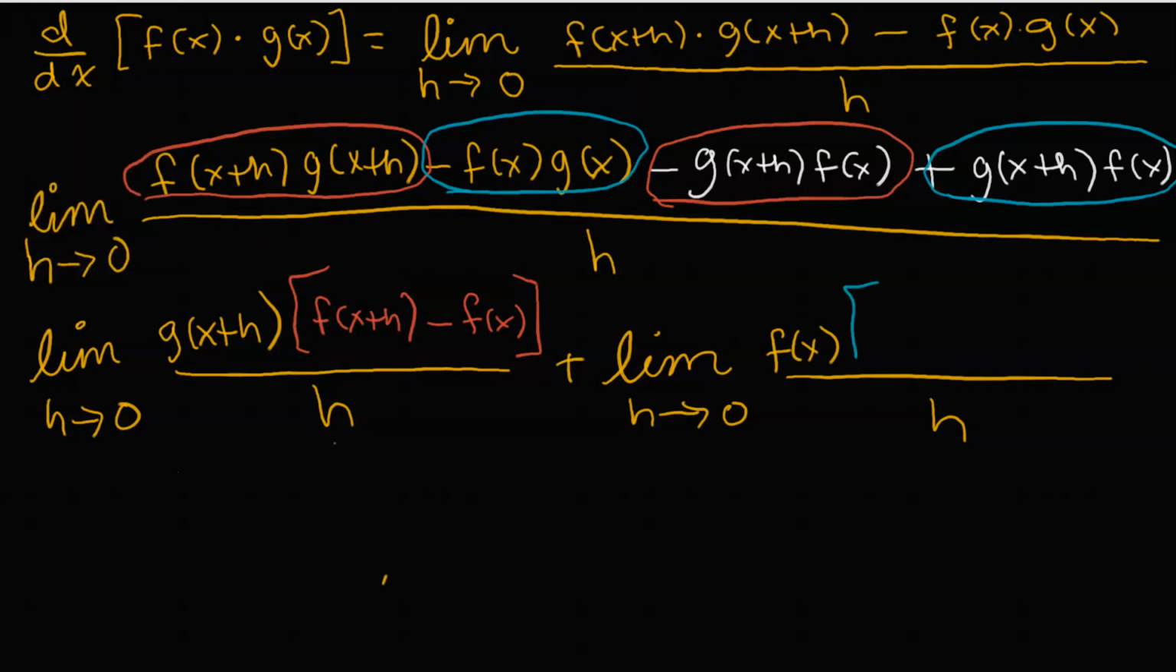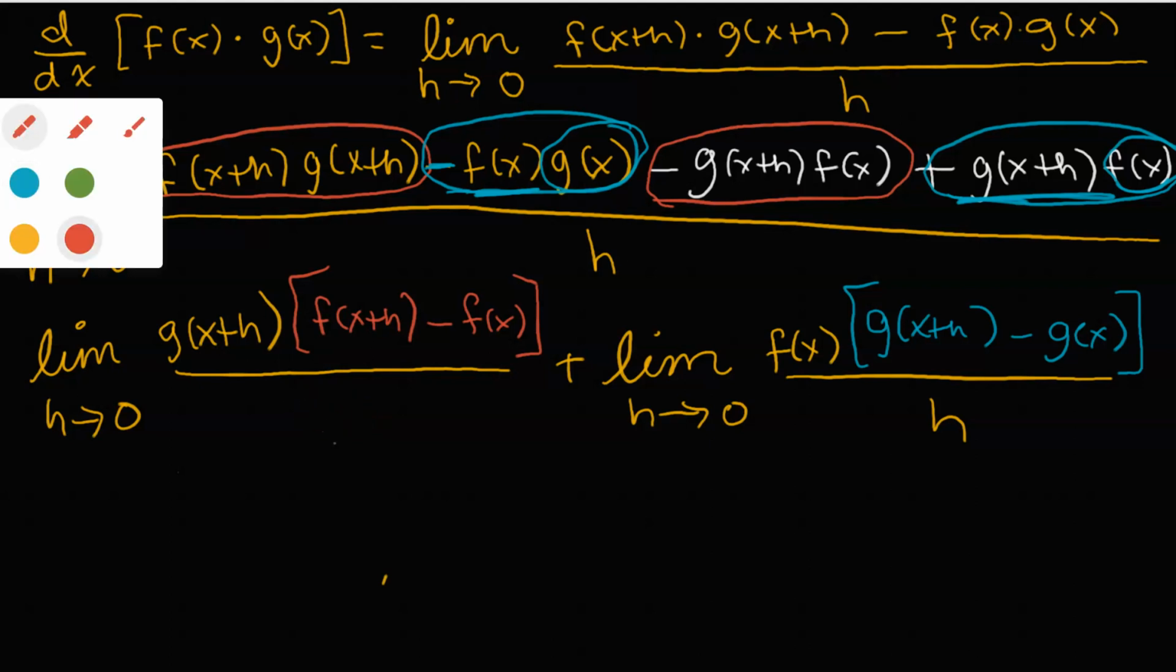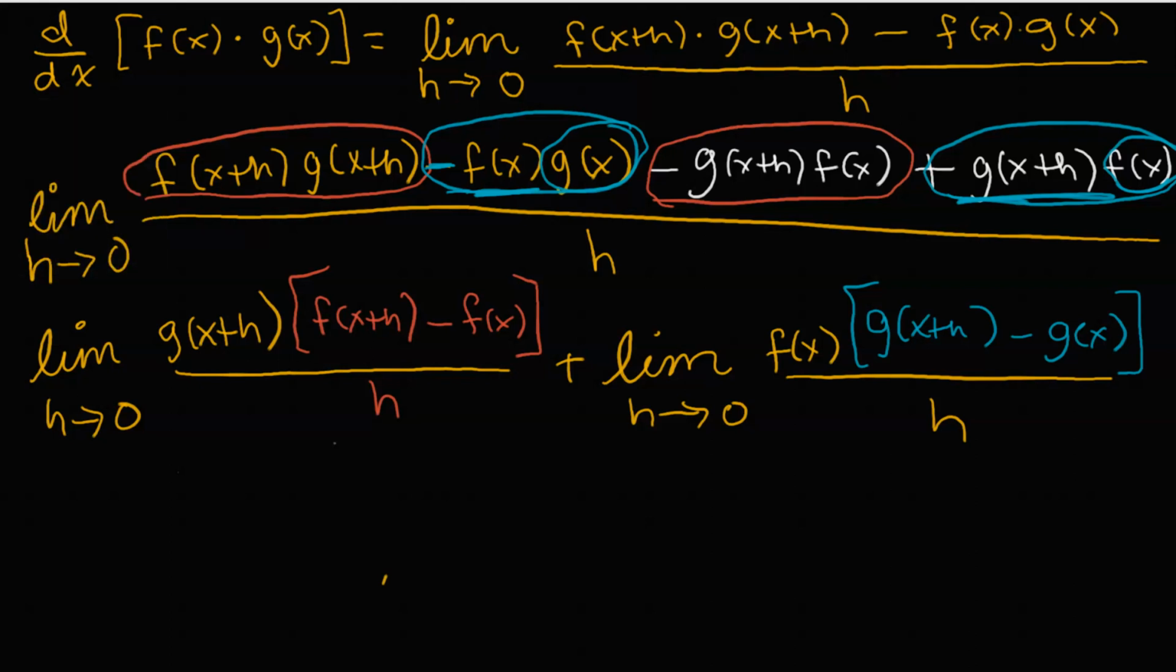When I factor out f of x, what do I have inside? Well, if I factor f of x out, I will have negative g of x that is left. So I'm going to write minus g of x here. And then when I factor out f of x, I will have positive g of x plus h that is left. Okay, now I'm going to change this to red color. Then I'm going to change this h to blue color. And you tell me if you recognize something.